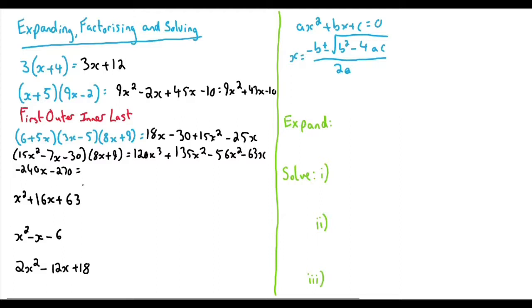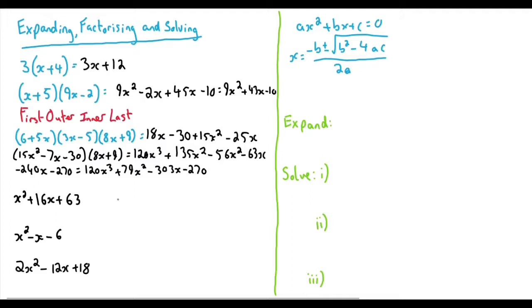Just once again, bringing the like terms together, we'll then have 120x cubed, 135x squared minus 56x squared is going to leave us with 79x squared, then minus 63x minus 240x is going to be minus 303x, and finally that's just your minus 270.